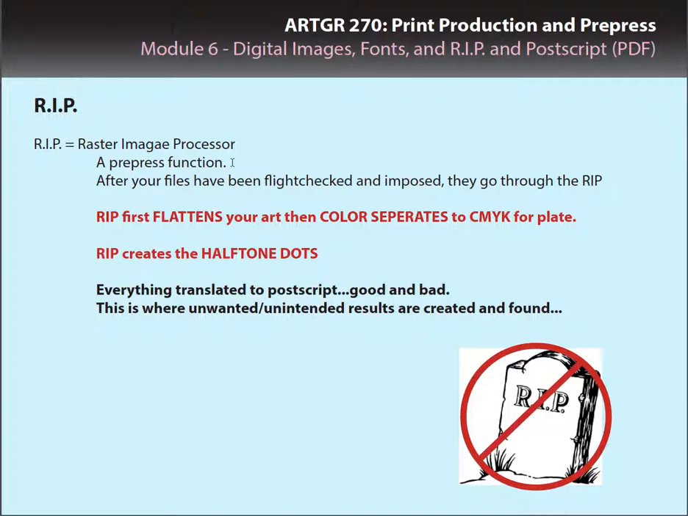But anyways, it flattens your artwork down, and then it separates for color, for CMYK, for printing. So it makes this color separation. It's a very important part of the print production process that the RIP does your color separation. And it creates the halftone dots that will be on the printing plate that will go through the press to recreate your photographs. So it's a very important process.